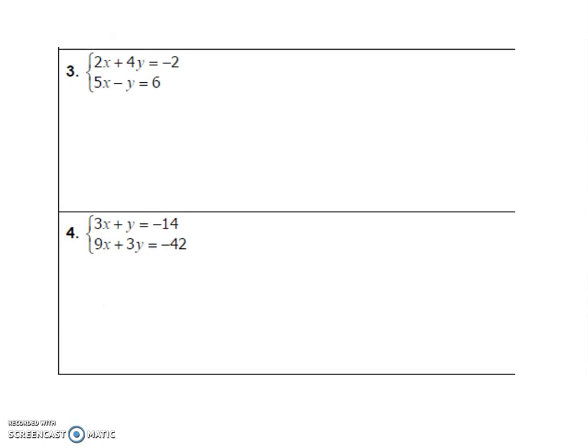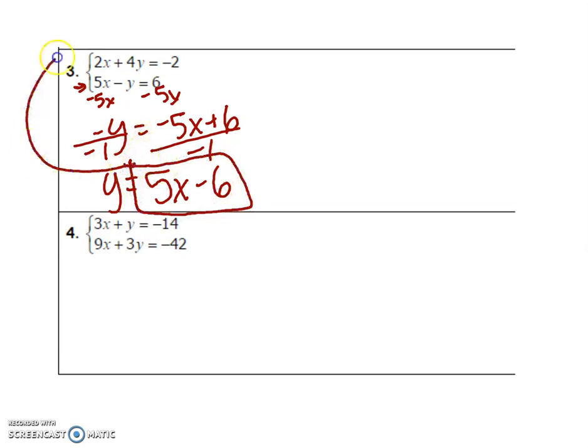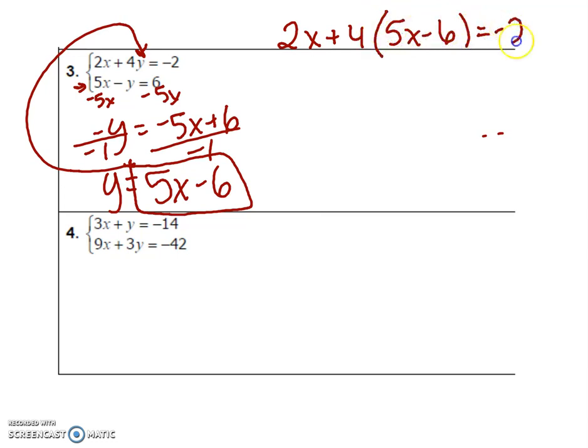So let's look at number 3. Okay, we're going to go pretty fast here. Okay, so we're going to use the second equation because y is easily by itself. Okay, so we're going to subtract 5x, subtract 5x. We get -y equals -5x plus 6. Now we have to divide everything by -1 to get y equals 5x minus 6. Now we're going to take that and plug it into the other equation for y. Okay, so we get 2x plus 4 times (5x minus 6) equals -2.